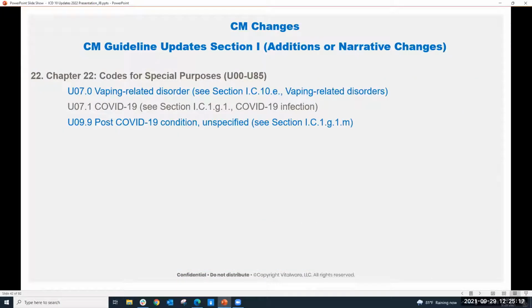And then next, chapter 22, codes for special purposes. These are your U codes. We have a couple new ones, the U07.0, which is the vaping related disorder. And then of course, we've seen this one, the U09.9, which is the post-COVID condition.